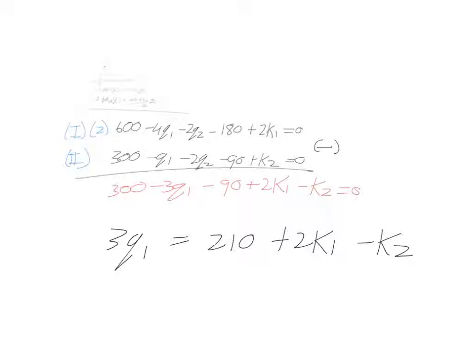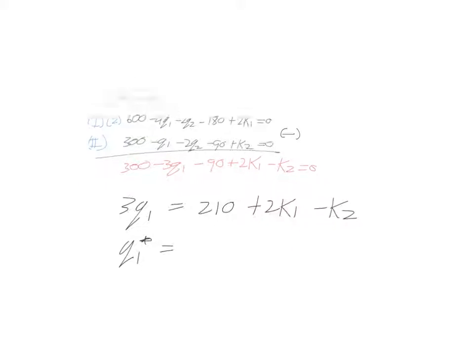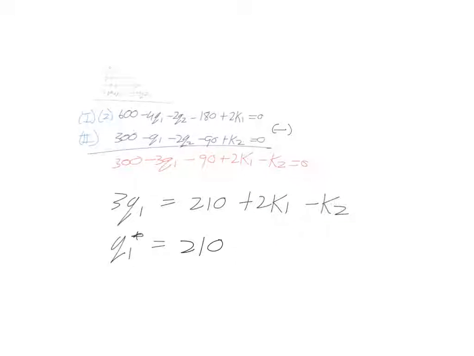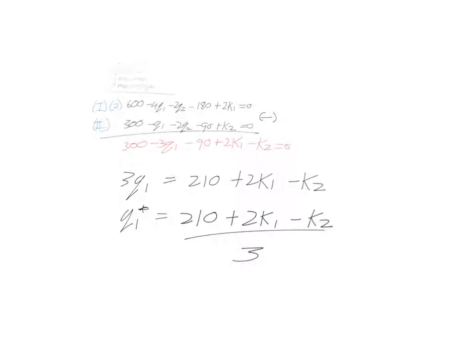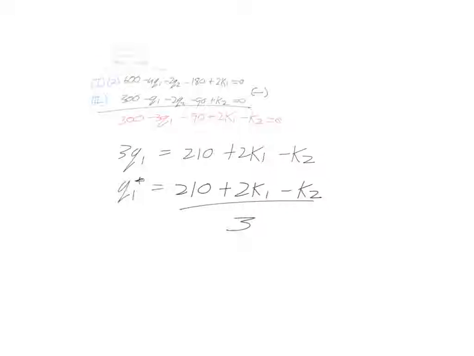Q1 equals (210 plus 2K1 minus K2) on 3. So that's how you get firm 1's quantity as a function of the level of investment. So that's the first stage of these kind of questions.